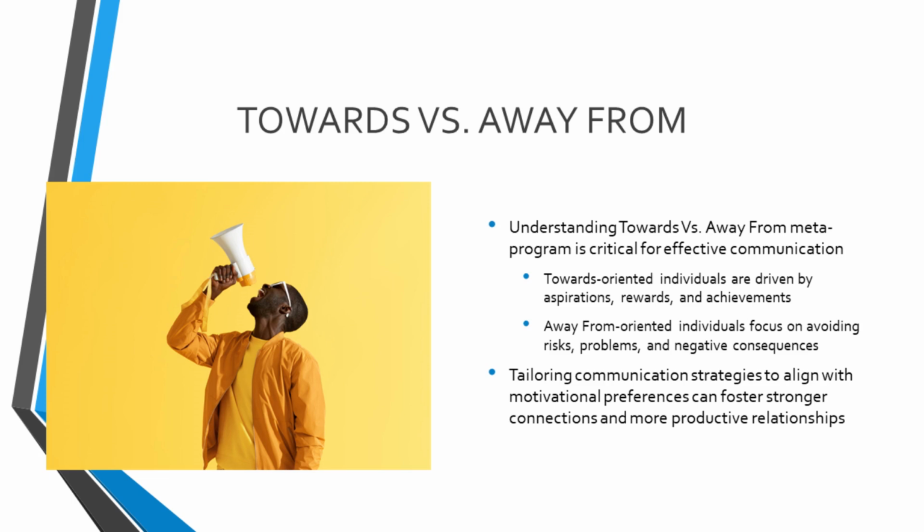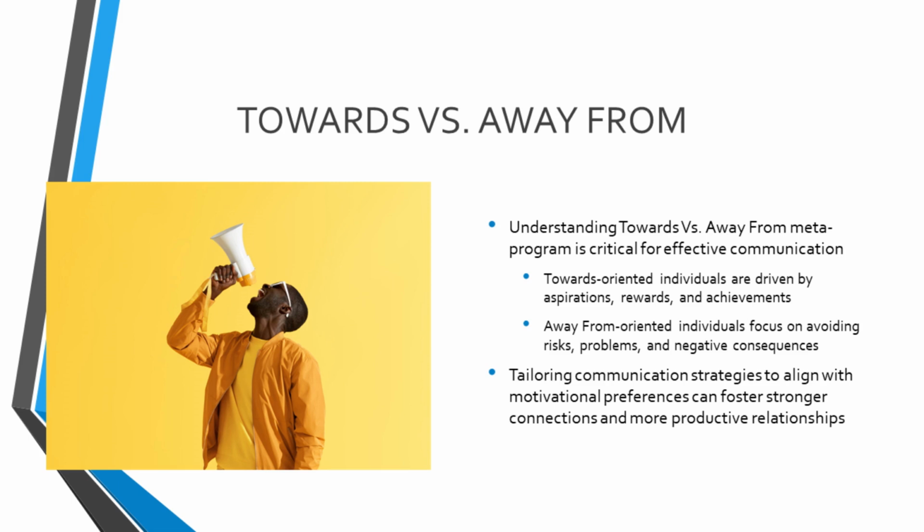Towards vs. Away from. A critical aspect of effective communication is recognizing whether individuals are primarily motivated by moving towards positive outcomes or by steering away from negative consequences. This understanding aligns with the towards vs. away from metaprogram, a fundamental concept in neuro-linguistic programming, NLP. Towards-oriented individuals are driven by aspirations, rewards, and achievements. They thrive on envisioning and attaining positive outcomes, making them receptive to goal-oriented language and optimistic scenarios. When communicating with towards-oriented people, emphasizing potential benefits, opportunities, and future successes can greatly enhance engagement and motivation.